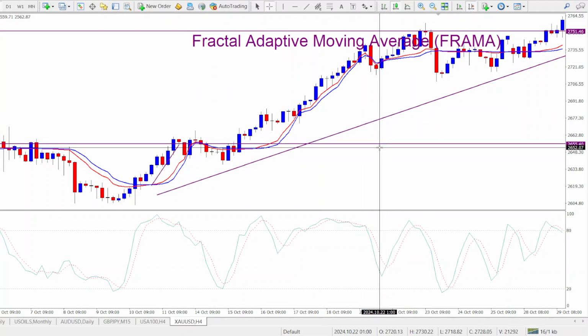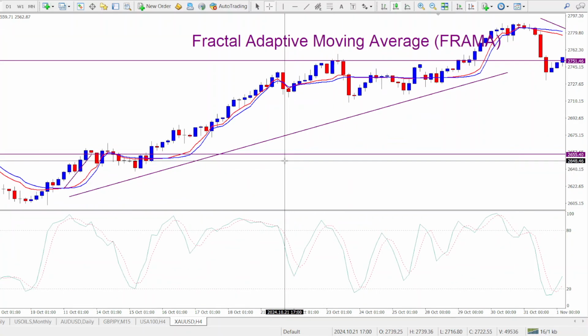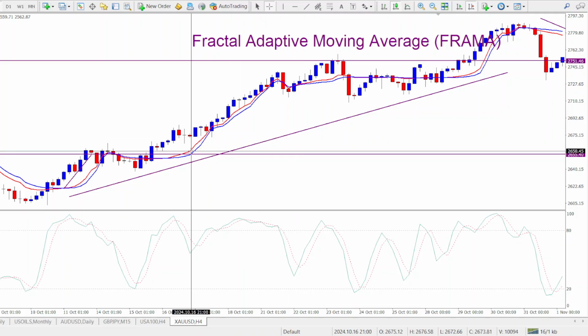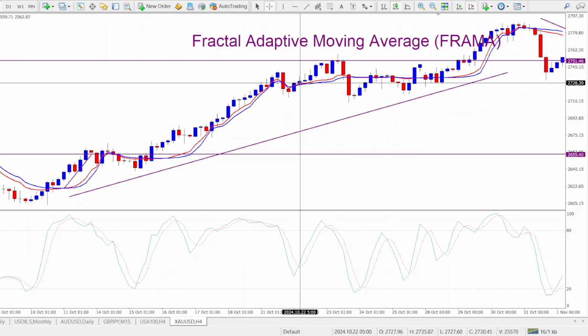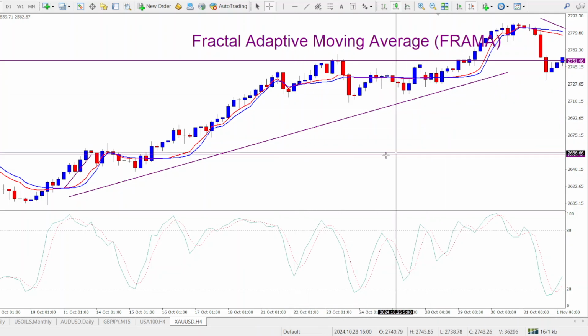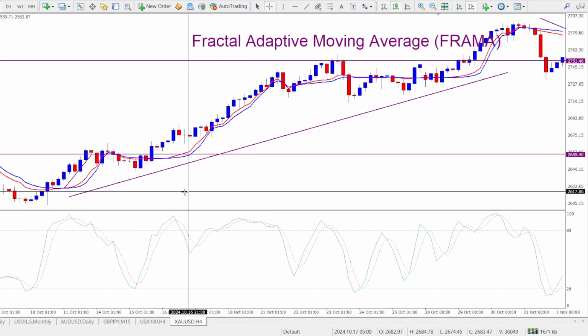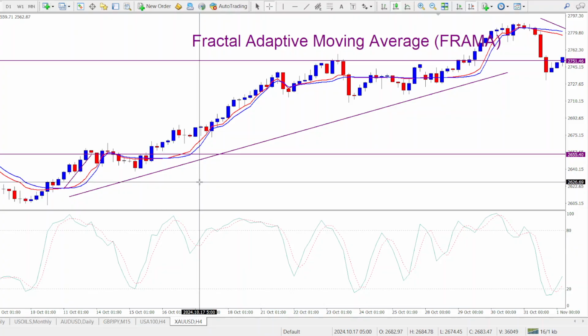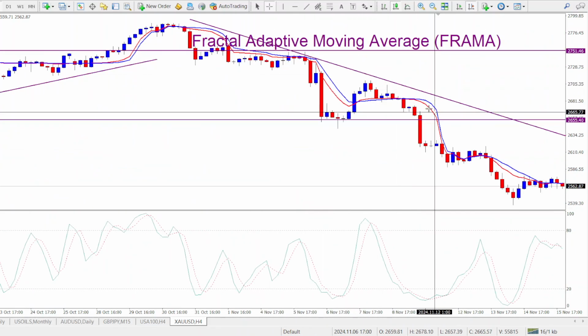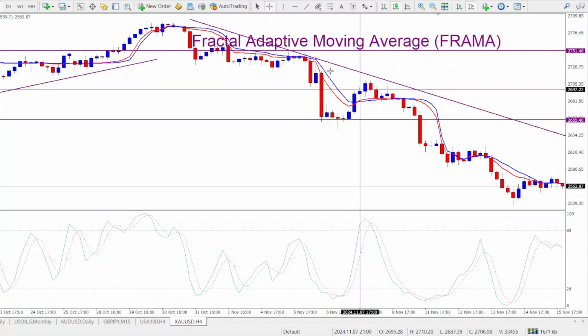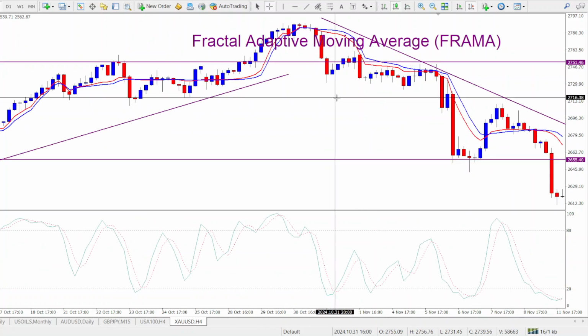So that is it for this indicator. The indicator is quite easy to use. The Fractal Adaptive Moving Average works just like the normal moving averages. When you have a bullish crossover, that is a buy signal. When you have a bearish crossover, that is a sell signal. When you have the indicator trending upwards beneath the candle, it shows a buy trend. When you have the indicator trending downwards above the candle, it shows a sell trend. And remember that this indicator also acts as dynamic support and resistance levels.